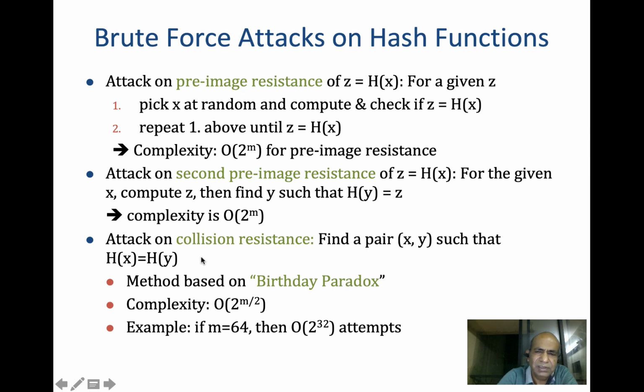Third is, of course, to find a pair x and y such that h(x) is equal to h(y). This method is of course based on the birthday paradox, and the complexity is 2 raised to the power m by 2. So it means that this will require a lesser number of steps than in the case of pre-image and second pre-image resistance.